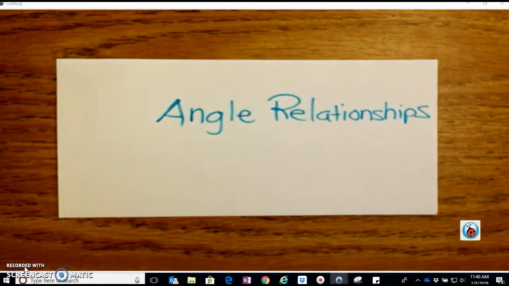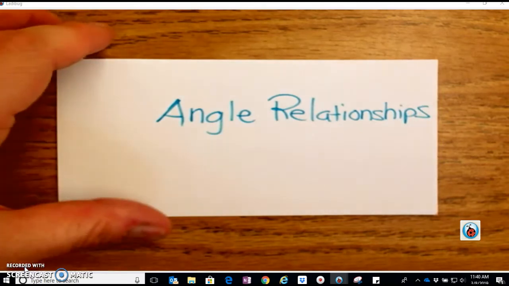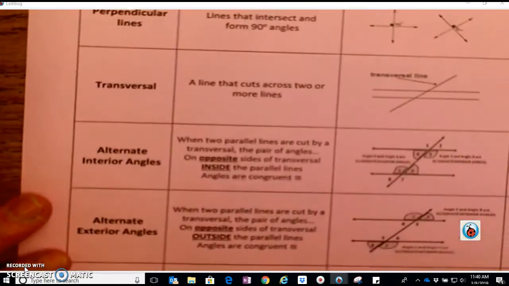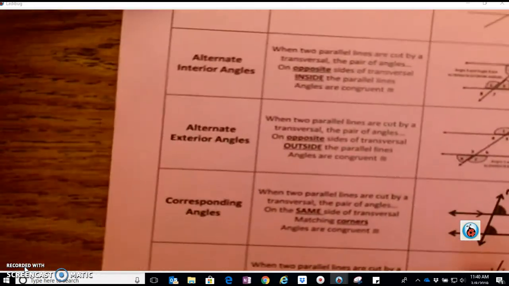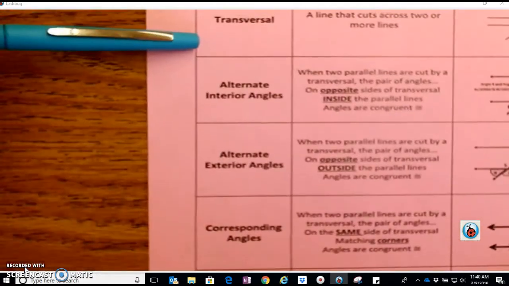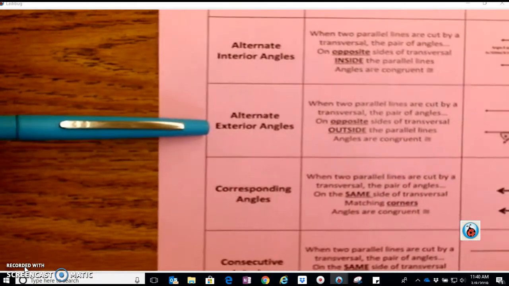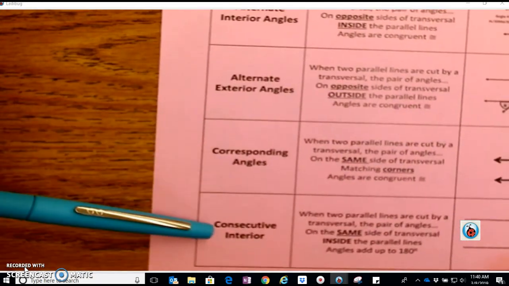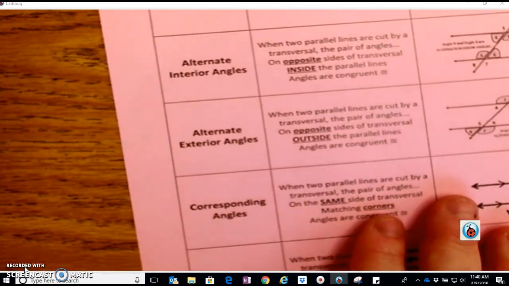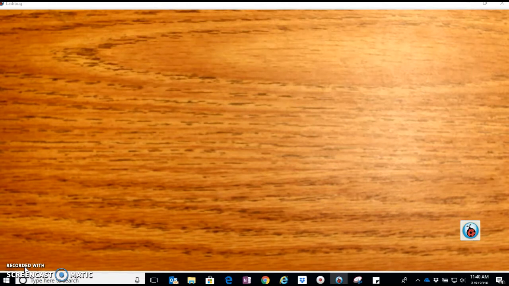Hey guys, so this is just a video to recap the angle relationships that we have talked about in class, in case you were not here. What I'm going to be talking about today is from your vocab sheet on the back. We're going to be talking about transversals, alternate interior, alternate exterior, corresponding, and consecutive interior angles. You have the vocab sheet to refer to along with diagrams, but sometimes it's helpful to see what we talked about in class.